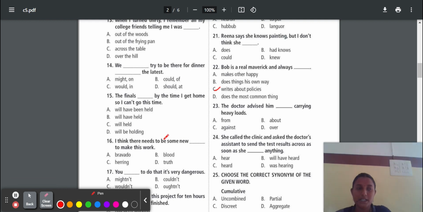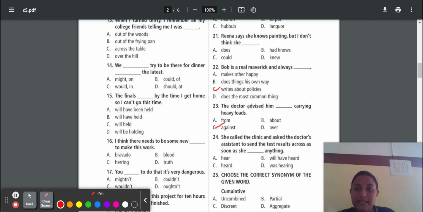Question number 23. The doctor advised him dash carrying heavy load. Option A, from. Option B, about. Option C, against. Option D, over. Answer for the question 23 is option C, against.